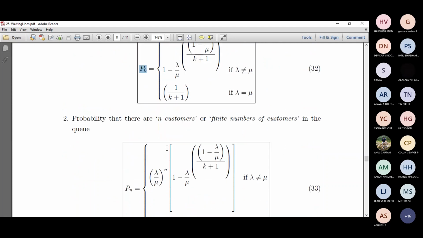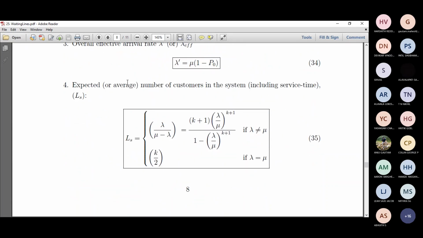The next is the expected or average number of customers in the system, including service time, LS. This is the condition where lambda is not equal to mu and where lambda is equal to mu. If it is equal to mu, it is just k by 2, where k stands for the number of customers. So the number of customers divided by 2 when lambda equals mu. Whereas if lambda is not equal to mu, it could be greater or lesser.